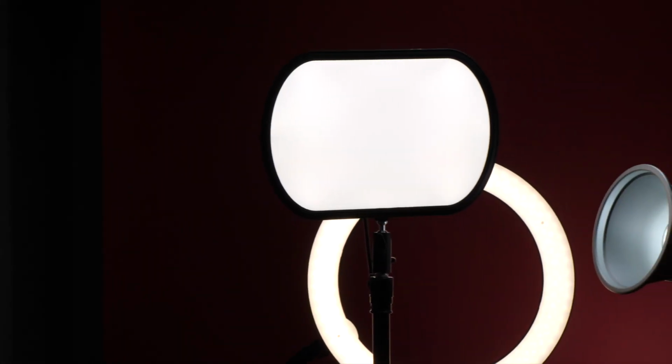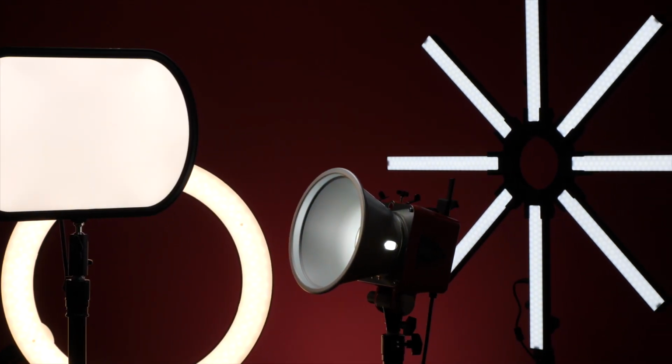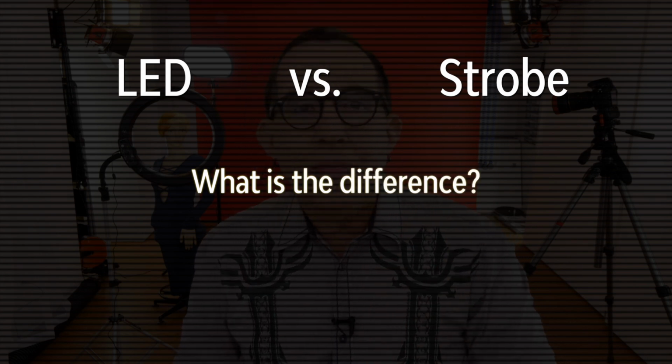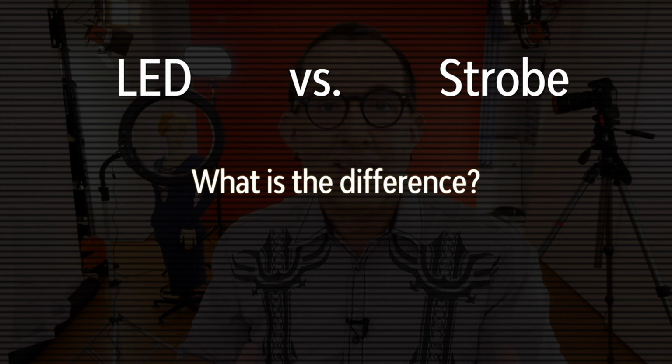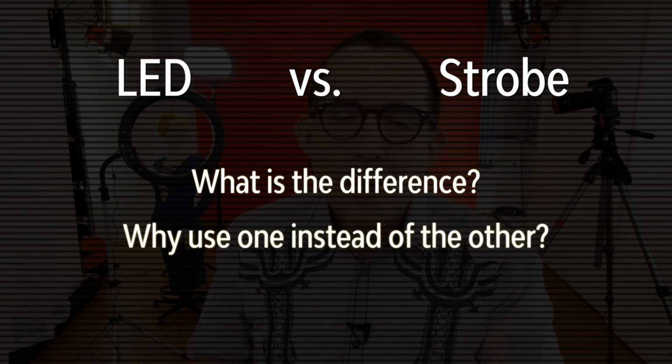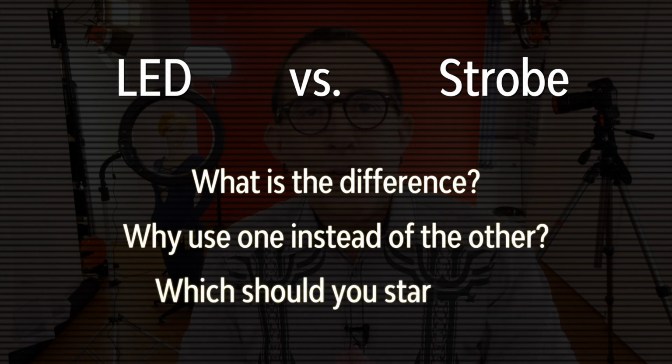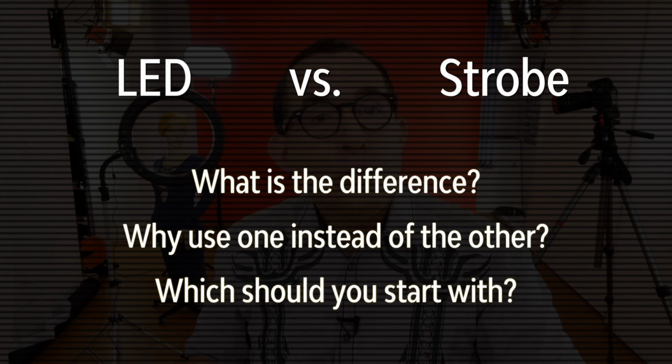LED lighting for photography has come a very long way in the last few years, and all indications are that LEDs will be the future of photographic and video lighting. And that's a good thing, I promise. The real questions right now are, do you really understand the differences between continuous lighting and strobes or speedlights? Why would you use one instead of the other? If you're a new photographer, which type of lighting should you start with?